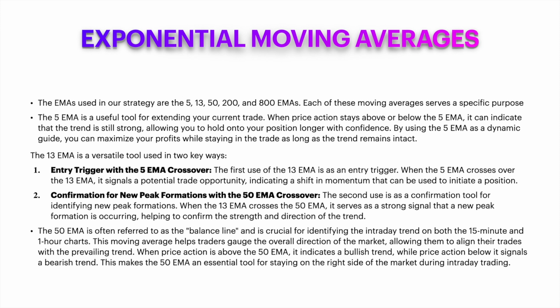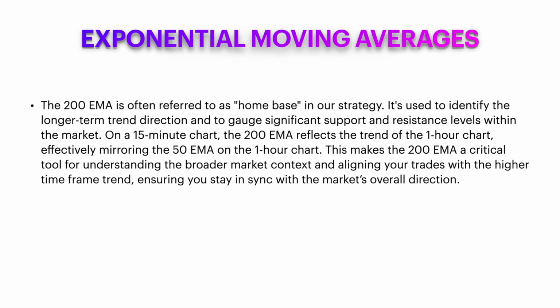The 200 EMA is often referred to as home base in our strategy. It's used to identify the longer-term trend direction and to gauge significant support and resistance levels within the market. On a 15-minute chart, the 200 EMA reflects the trend of the 1-hour chart, effectively mirroring the 50 EMA on the 1-hour chart. This makes the 200 EMA a crucial tool for understanding the broader market context and aligning your trades with the higher time frame trend, ensuring you stay in sync with the market's overall direction.